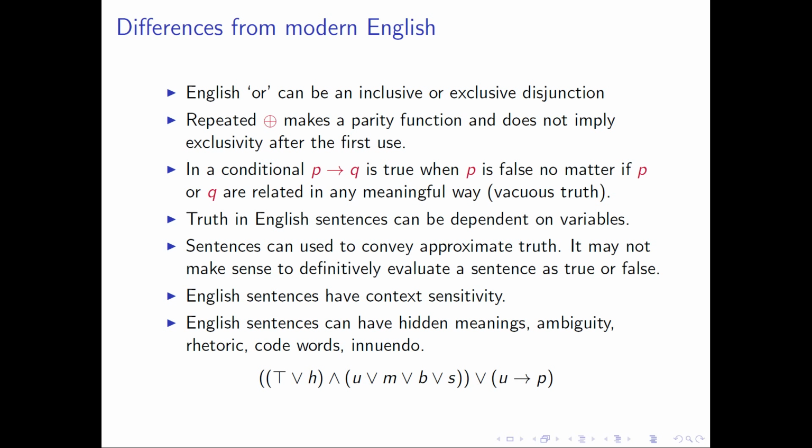There's also context sensitivity. What do I mean by that? Sometimes how something is defined may be dependent on where it is used. There are many different ways of using the word theory. So English has this context sensitivity. Probably the most important point is this final point. English sentences can have hidden implications, hidden meanings. They can have an ambiguity to them.